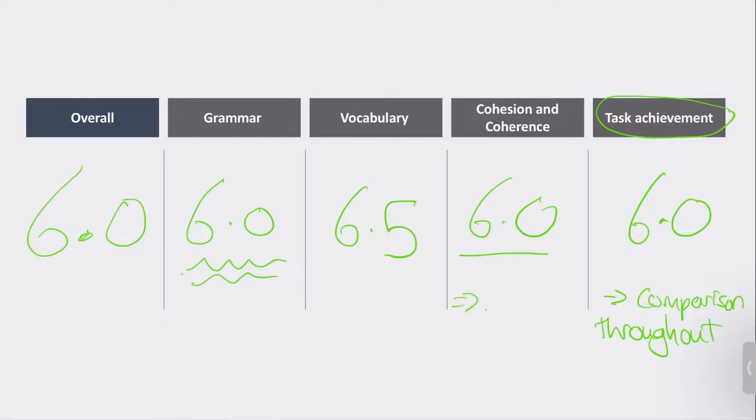I would like to see them use more connectives. And that will happen if more comparison throughout will lead to an increase in more connective language naturally. Okay, so that's what I think this candidate should work on. But overall, very solid task 1 essay, a good job, and I think definitely a solid 6 at least.